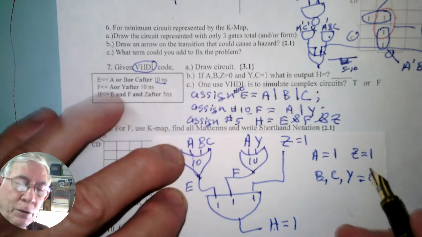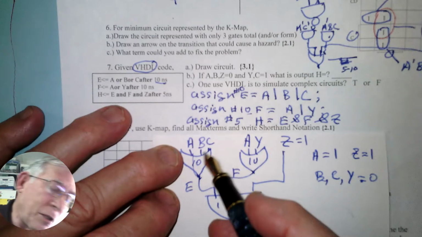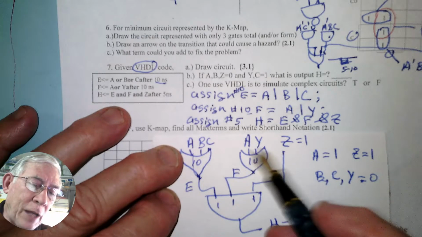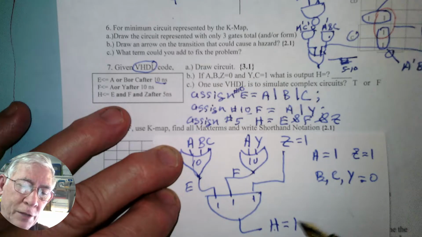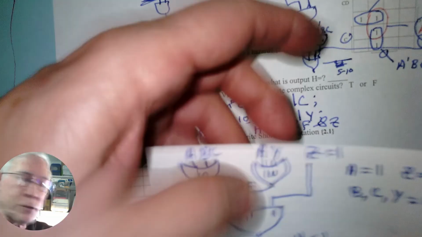Or if A were 0, you could have B and C being 1s, but if Y and A were both 0s, then this would be a 0, and your AND gate here would put out a 0. Okay? So it's easy to figure out what happens once you draw the circuit.